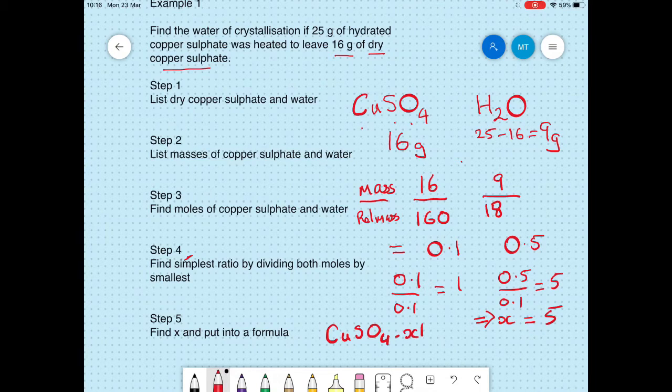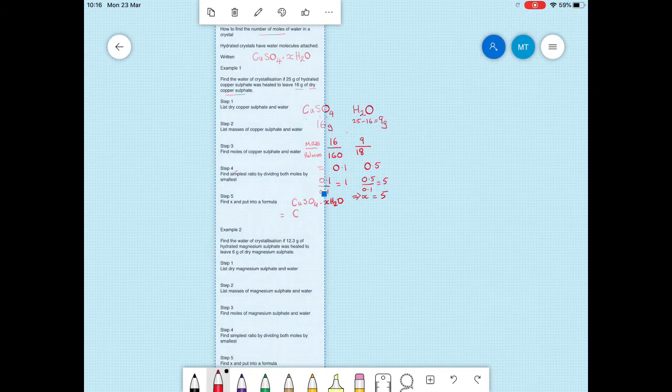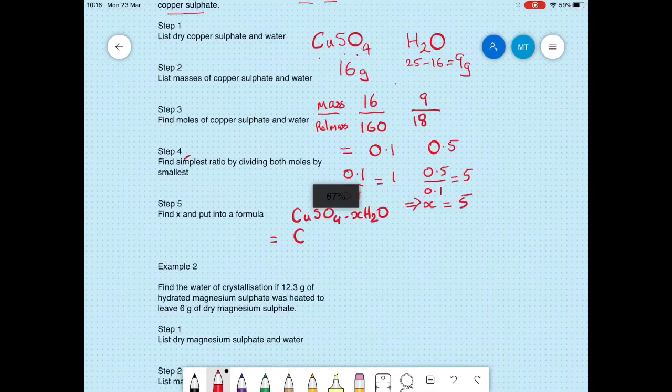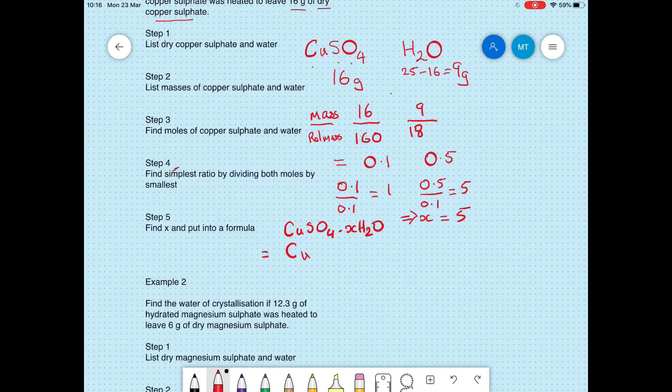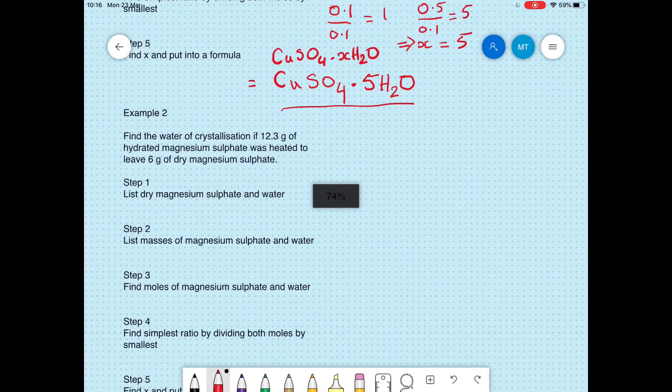So we wrote CuSO4.X H2O, but it should be written as CuSO4.5H2O. Sorry, it's just auto-corrected itself. And that's a classic question, okay, and it's very much like empirical formula, getting the simplest ratio by dividing by the smallest. Here's a second example.